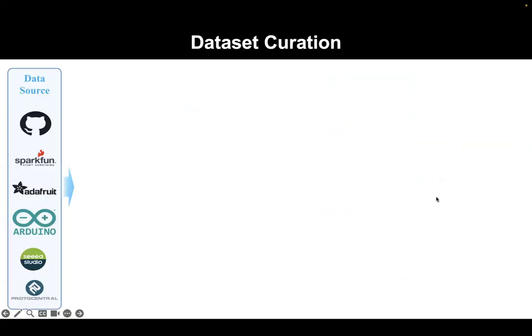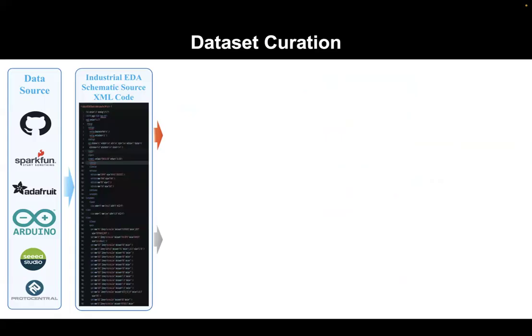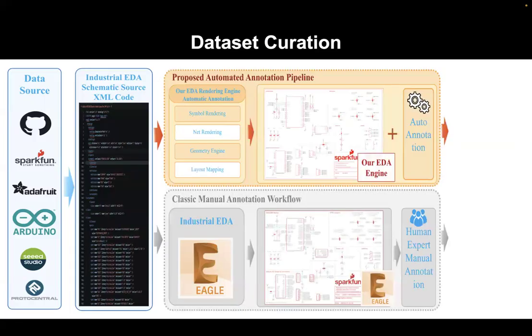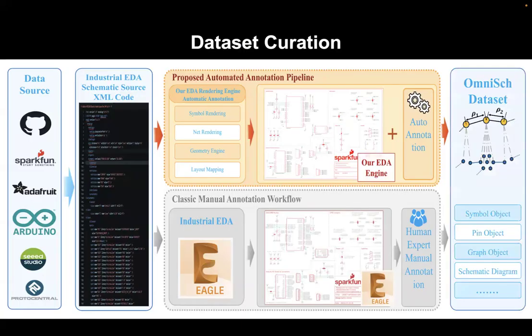We collect open source industrial EDA designs and process their source files using our rendering and geometric engine. This automatically aligns the symbols, pins, text, and nets with the rendered images, producing detailed annotation without manually labeling every object.